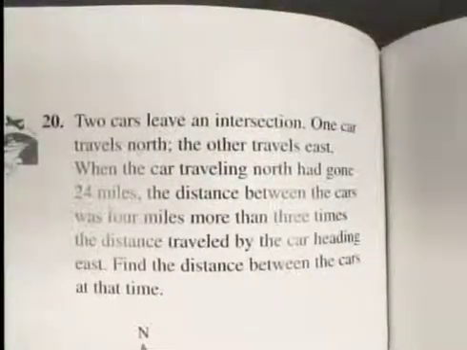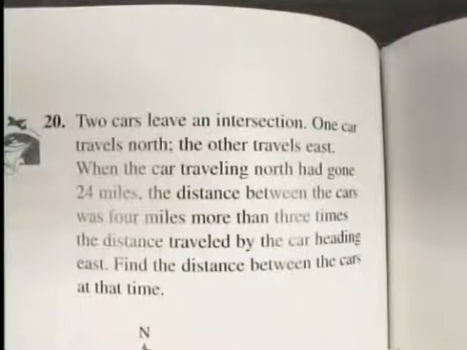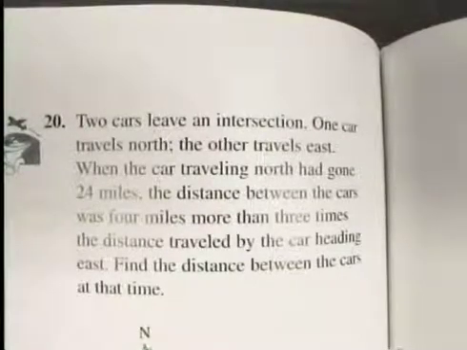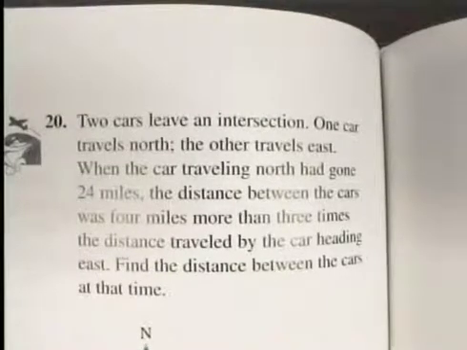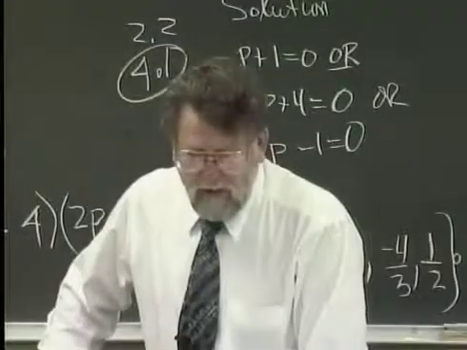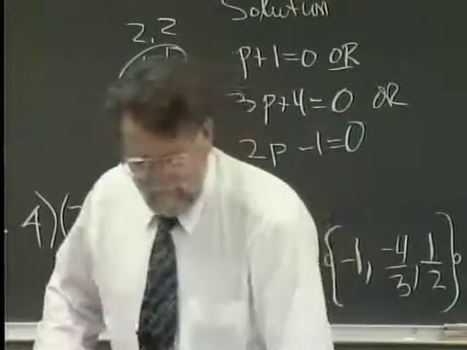Two cars leave an intersection. One goes north. The other goes east. You better have a sense of direction or you're going to be in trouble in this problem. The car traveling north goes 24 miles. The distance between the cars is 4 miles more than 3 times the distance traveled by the car heading east. Now that's taking information that you then should translate into this diagram. I'm hoping that seems reasonable in a translation. We're hoping.